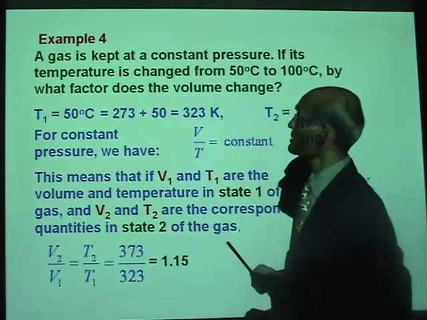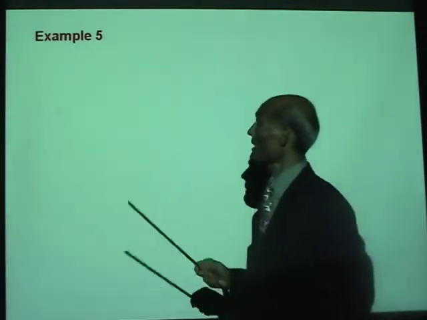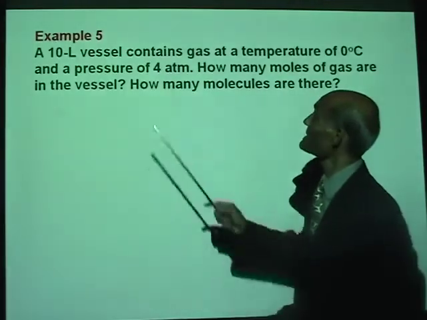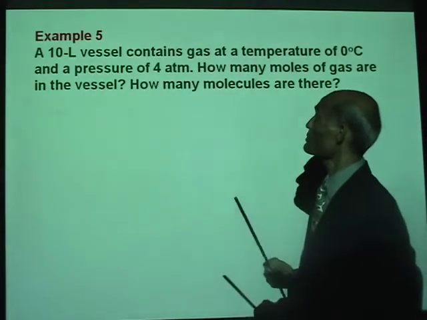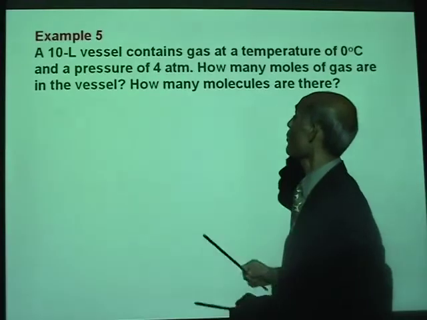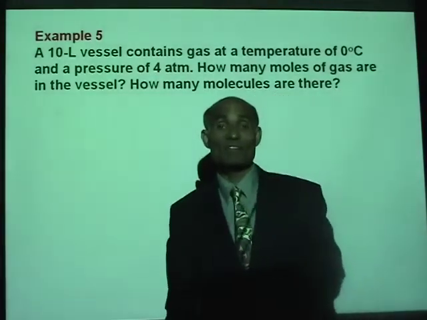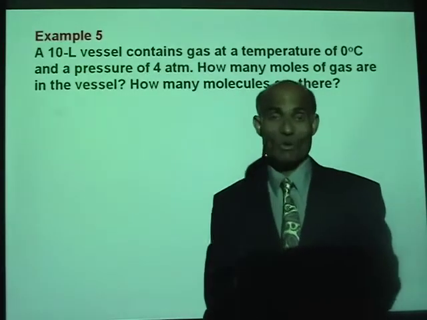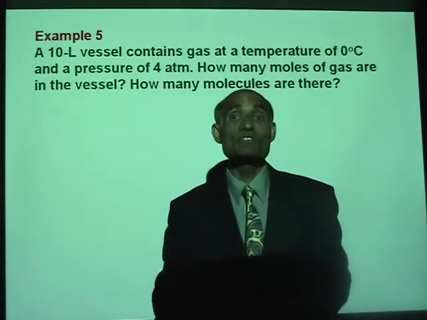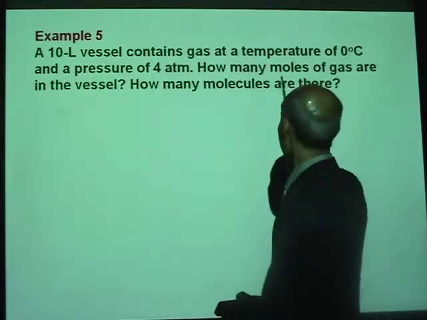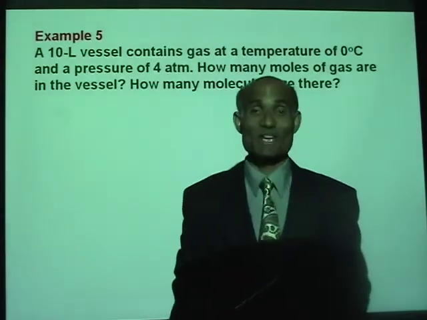Okay, let's move on to the next problem. Example 5. A 10-liter vessel contains gas at a temperature of 0 degrees Celsius and a pressure of 4 atmosphere. How many moles of gas are there in the vessel? Well, what is the equation that contains the number of moles? Obviously, we need to go there. What else? How many molecules are there in the gas?